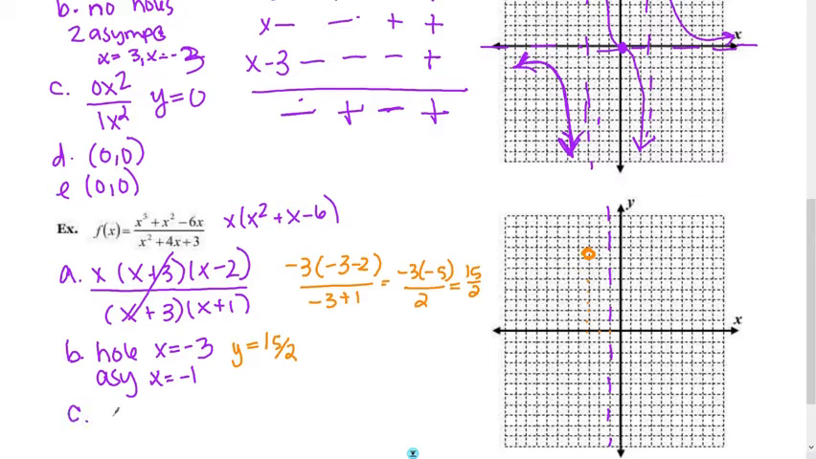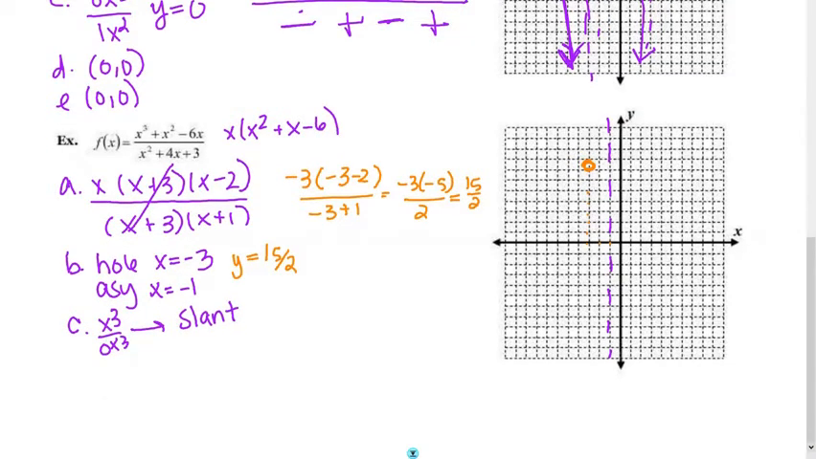C, so I have x cubed over 0x cubed. When the top is 1 bigger than the bottom, you have a slant asymptote. This is where we use synthetic division. So I'm going to try to do this in a different color. What I have left here, what I didn't cross off, and if I multiply x times x minus 2, I'm left with x squared minus 2x, and the denominator is x plus 1. These are what I'm going to divide into each other.